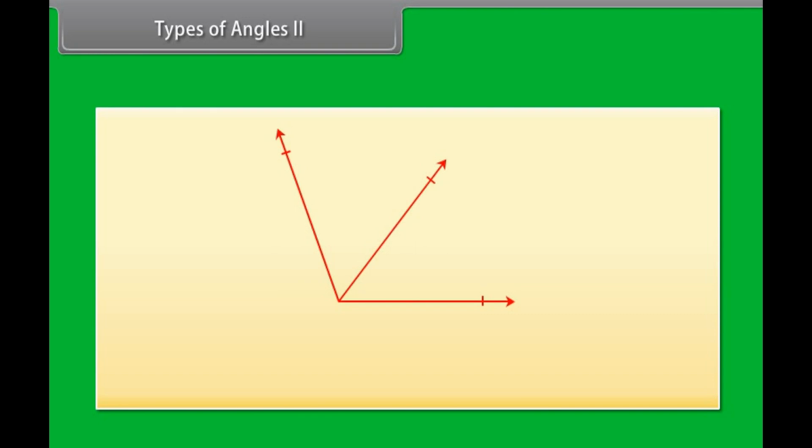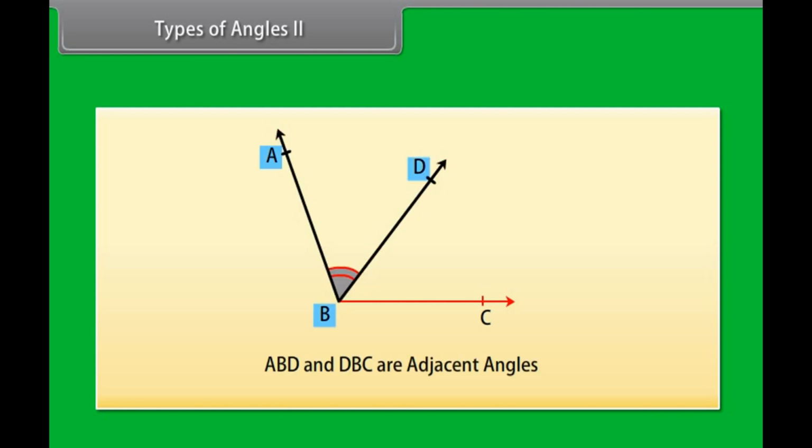Types of angles. Another question for you. What do we call those angles which have a common vertex, a common arm, and their non-common arms are on different sides of the common arm? They are called adjacent angles. Here ABD and DBC are adjacent angles. Ray BD is their common arm and point B is their common vertex. Ray BA and ray BC are non-common arms.